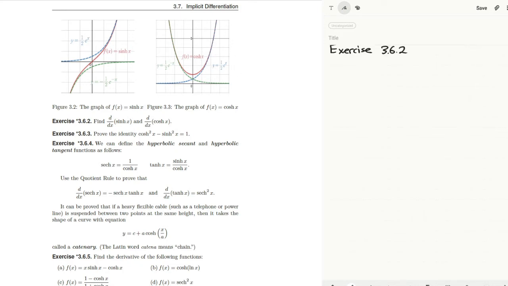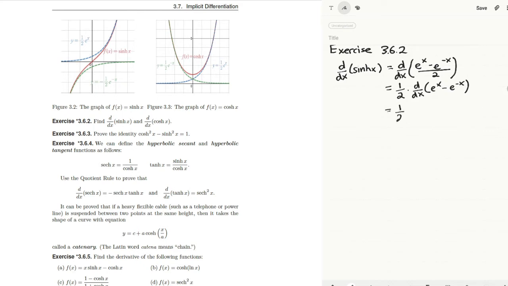So let's find the derivatives of these functions. So the derivative of sinh is the derivative of e to the x minus e to the negative x all over 2. And because the 1/2 is a constant, I can take it outside of the derivative. So we have the derivative of e to the x minus e to the negative x, which is multiplied by 1/2.